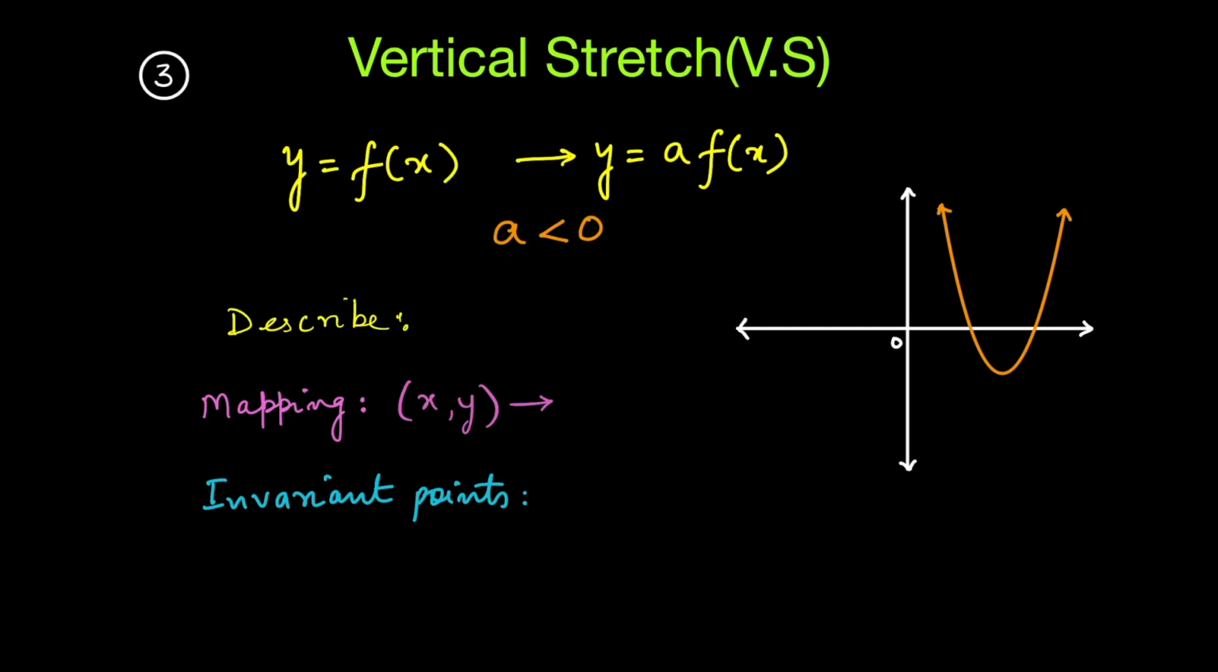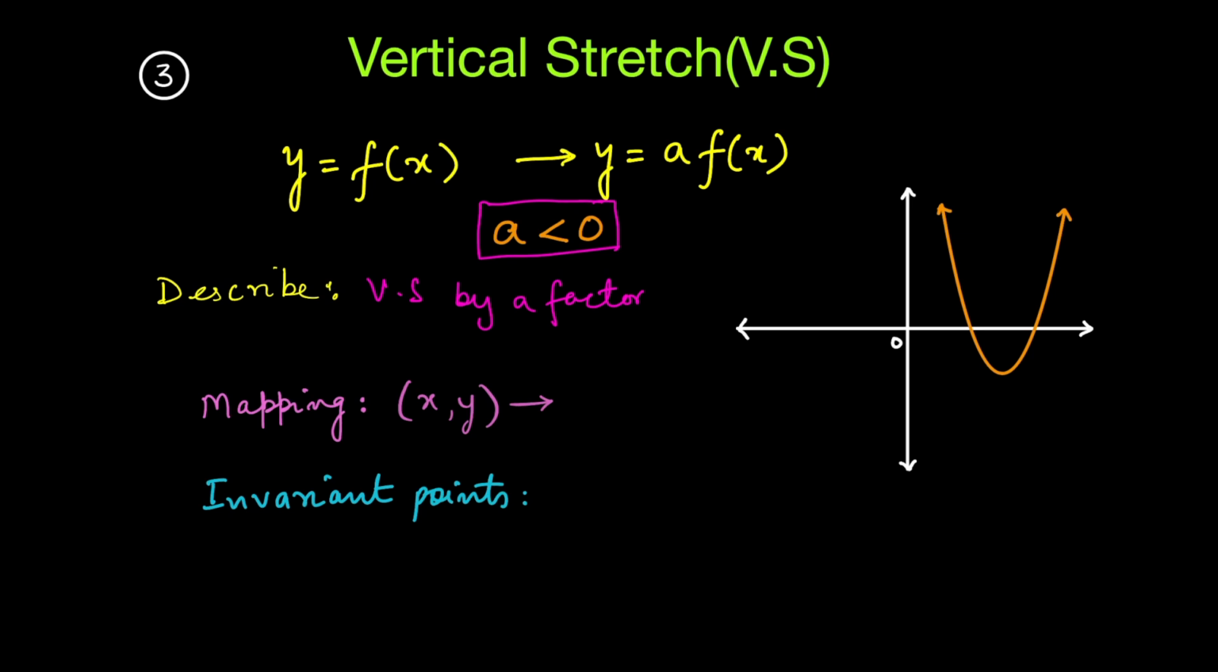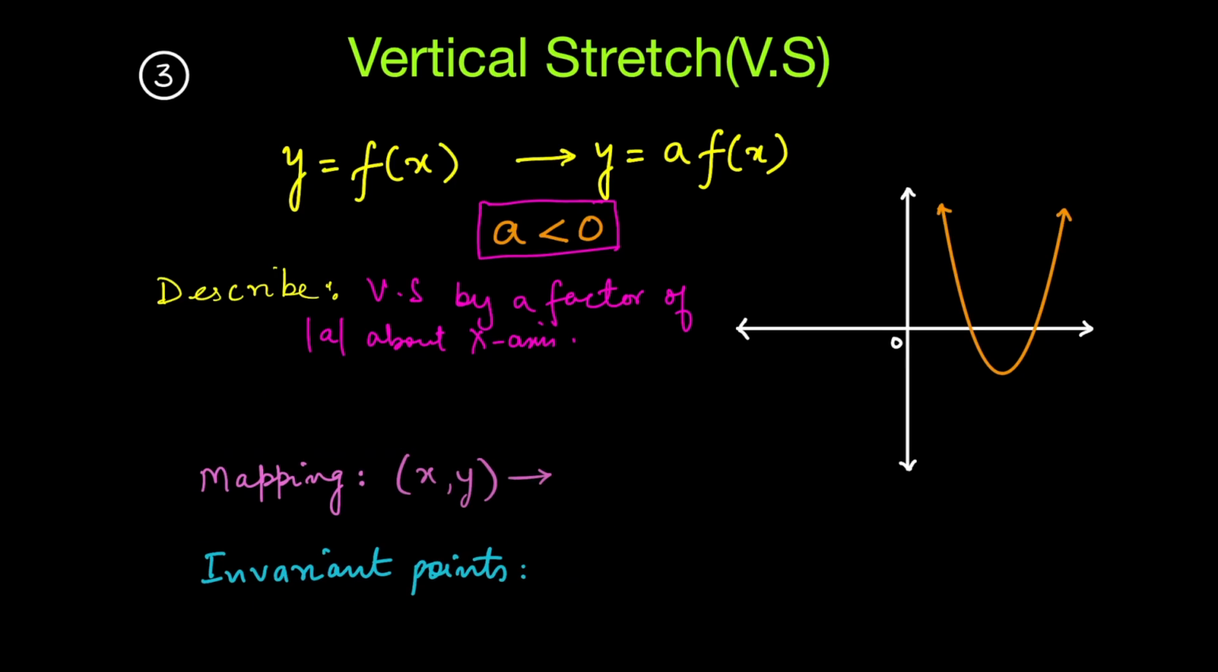Next we take y equals f(x) transforming to y equals a f(x), but this time the a value is negative. Whenever a is negative, we describe it as a vertical stretch by a factor of absolute a about the x-axis. And also since a is negative, we also have to include that there will be a reflection in the x-axis.